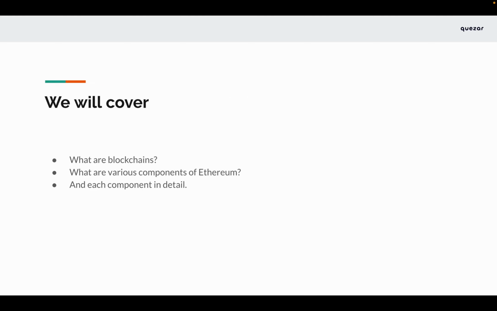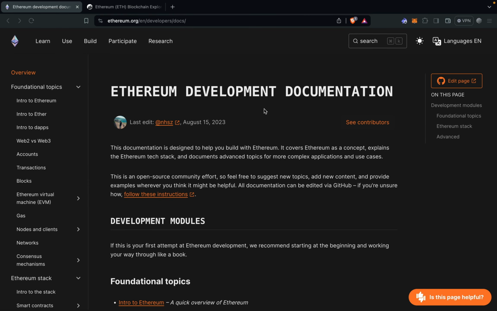So in this part, we'll cover what blockchains are and see how they work under the hood. We'll also see what components make up the Ethereum network, and then we'll move ahead and discuss each component in much more detail. For this part, I have used the official Ethereum documentation as a base. And once you are through with this part, you'll be mostly covered with the foundational topics of this documentation. So you'll have a much easier time going through this documentation.